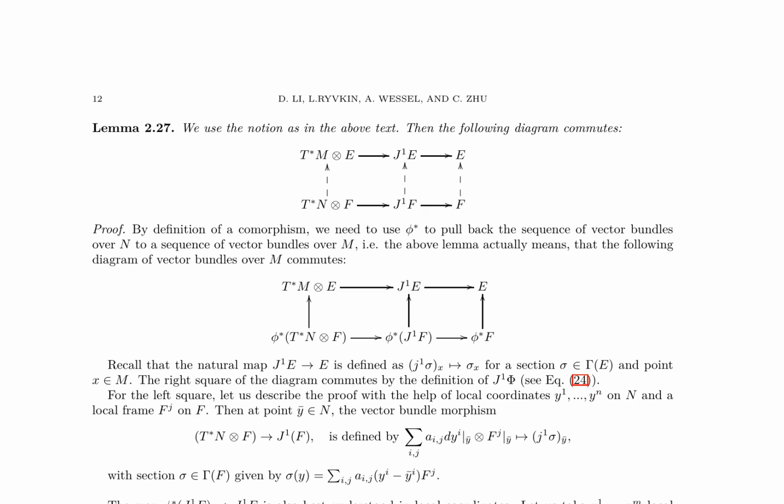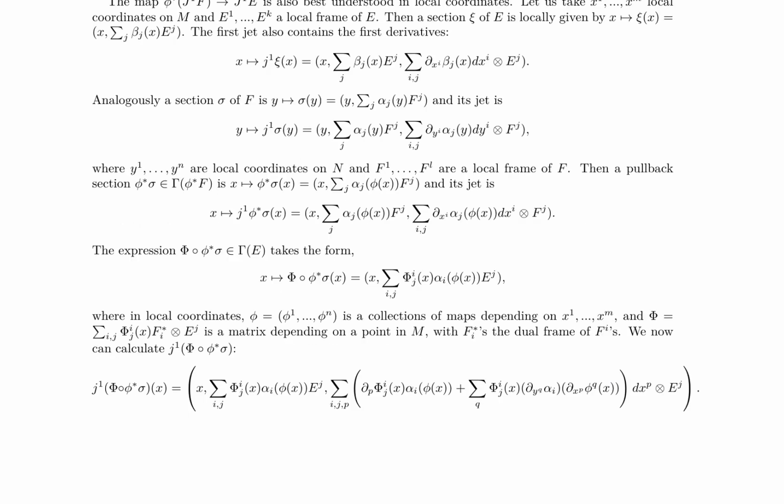This lemma describes how the diagram commutes for the pullback of vector bundles over N to a sequence of vector bundles over M. The proof involves local coordinates and frames for the vector bundles E and F, providing a detailed explanation of the mathematical concepts and their significance in the context of the research.